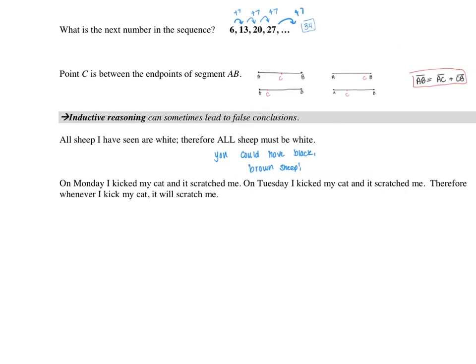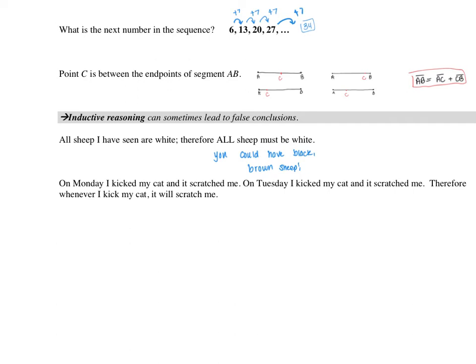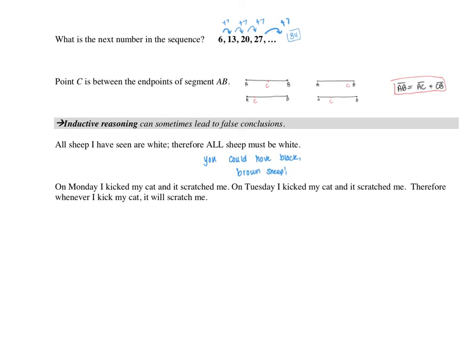And our next example. Again, here's where inductive reasoning leads to false conclusions. On Monday, I kicked my cat and it scratched me. On Tuesday, I kicked my cat and it scratched me. Ladies, please remember, Mr. O'Sullivan is not a cat person whatsoever. I don't condone animal violence whatsoever, but again, I don't like cats. Therefore, whenever I kick my cat, it will scratch me.